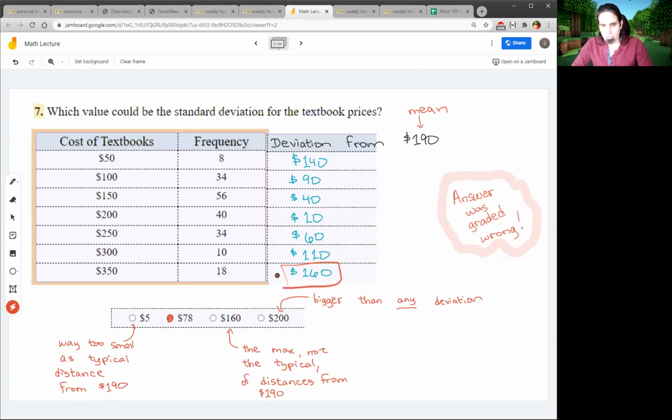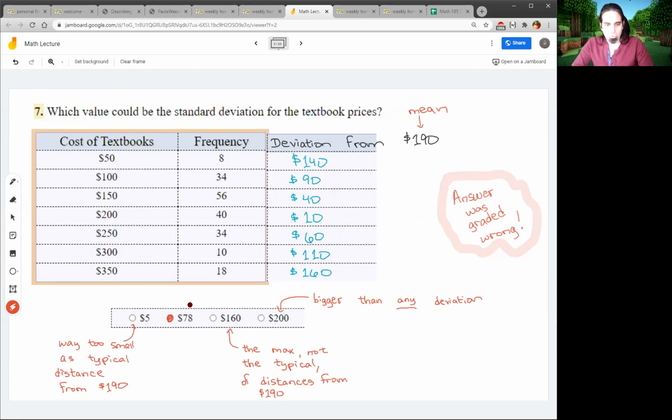160, that's the most they are. So that's not going to be a typical distance from the mean, because that's only counting the very farthest ones. Everything is going to be closer than that otherwise. So a typical distance is going to be smaller than the maximum. 200 is even worse. All of these are less than 200. 200 doesn't represent how far they are from 190 at all.